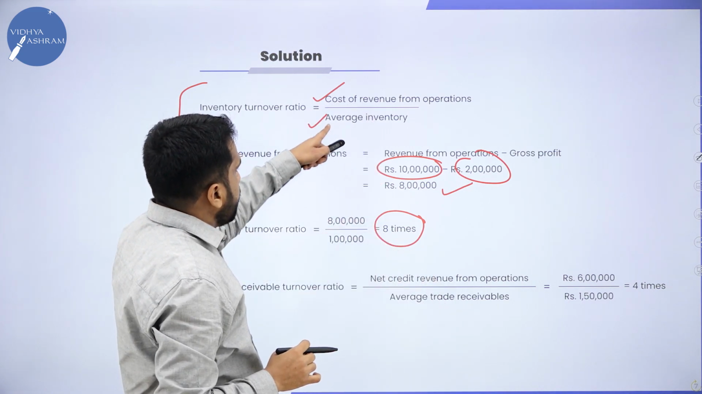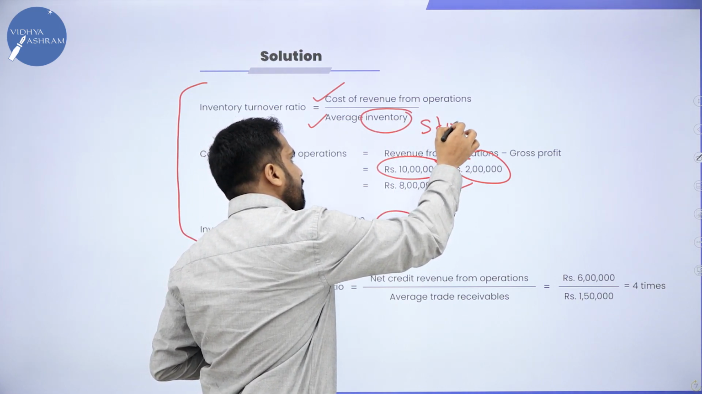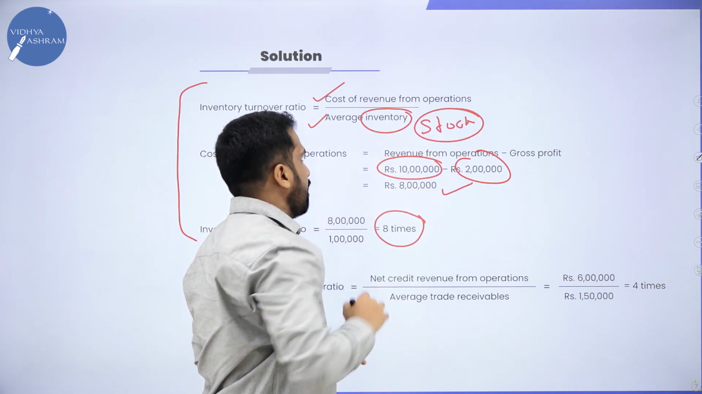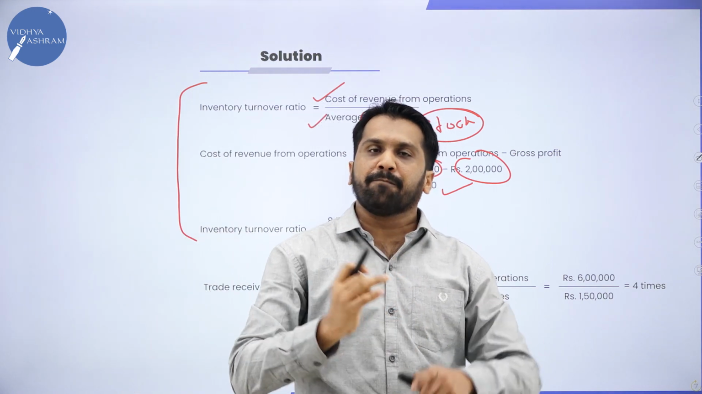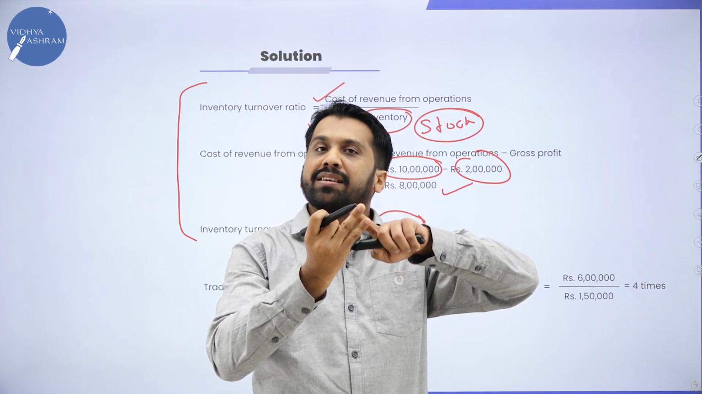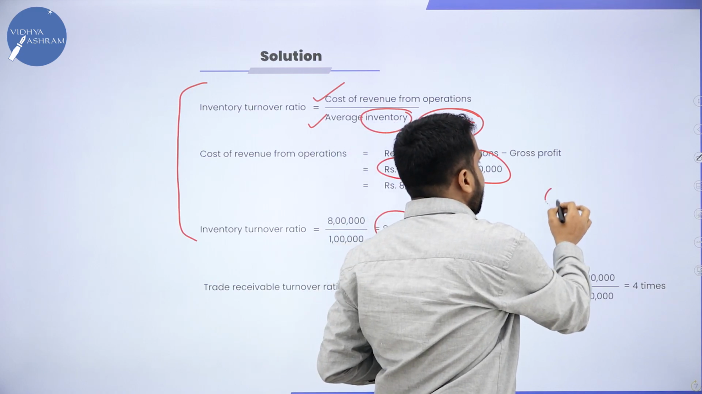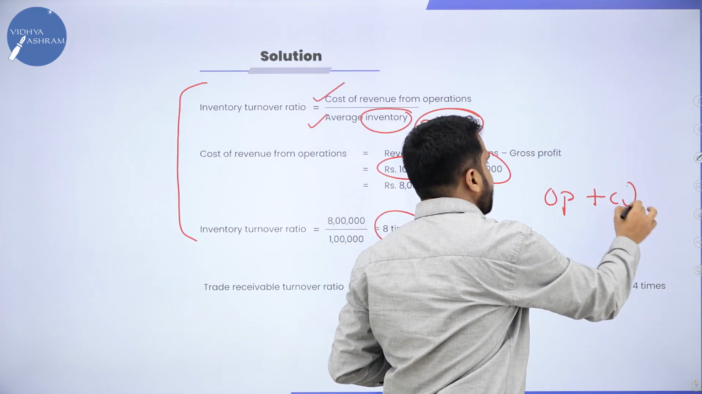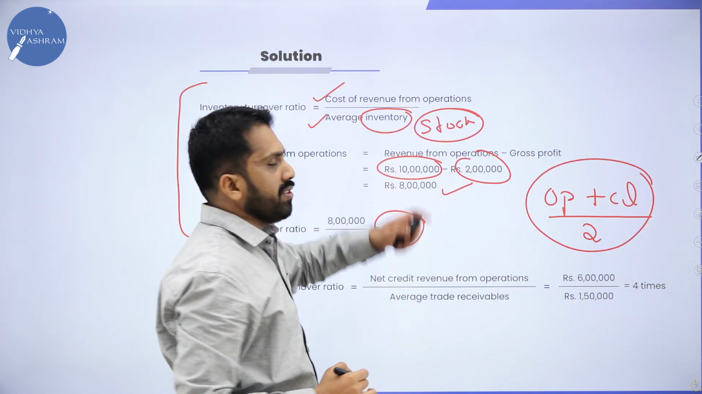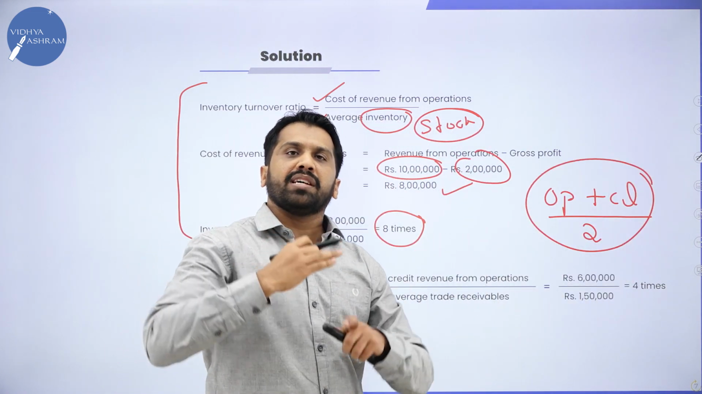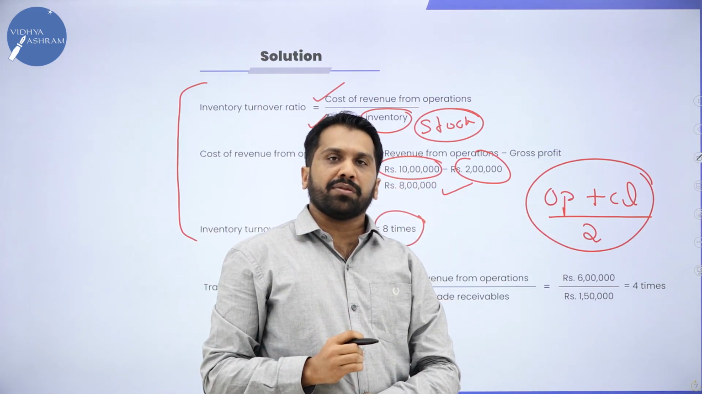Sometimes average inventory is not given. Inventory means what? Write down there itself: inventory means stock. Now, if the average inventory is not given, how to find it out? Opening stock plus closing stock divided by 2 is called average inventory. Normally they give it. If it is not given, you have to find it out like this.